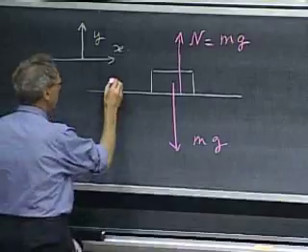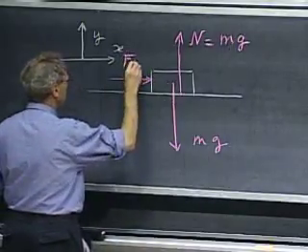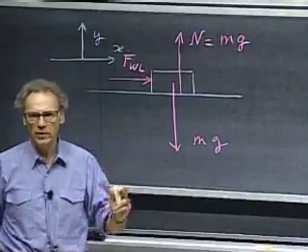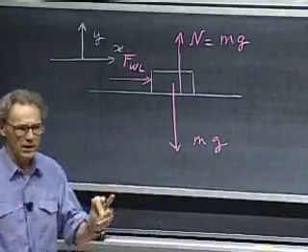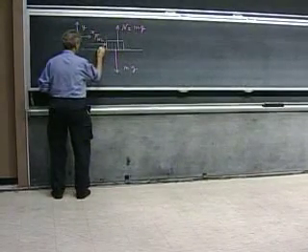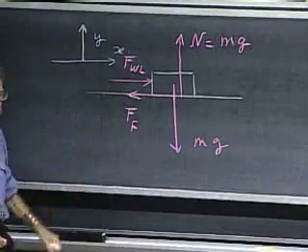Now I am going to push on this object with a force. And we know that the object in the beginning will not start accelerating. Why is that? That's only possible because there is a frictional force which adjusts itself to exactly counter my force.